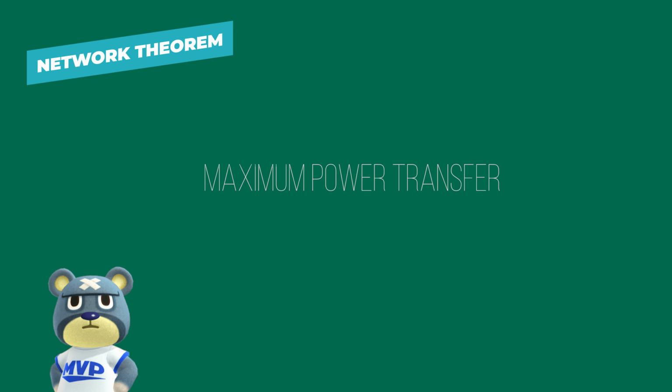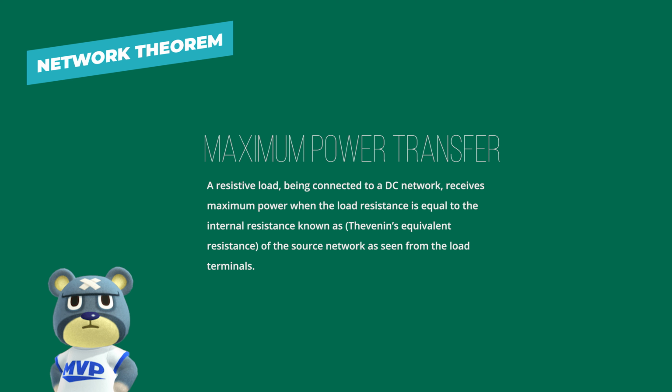The next theorem is maximum power transfer. It states that a resistive load connected to a DC network receives maximum power when the load resistance is equal to the internal resistance, also known as the Thevenin equivalent resistance of the source network as seen from the load terminals. The maximum power transfer theorem is used to find the load resistance for which there would be the maximum amount of power transferred from the source to the load.